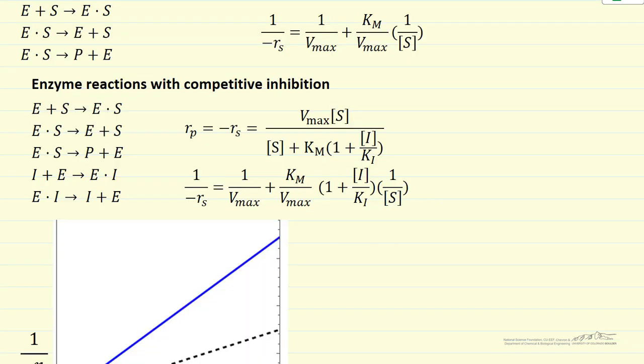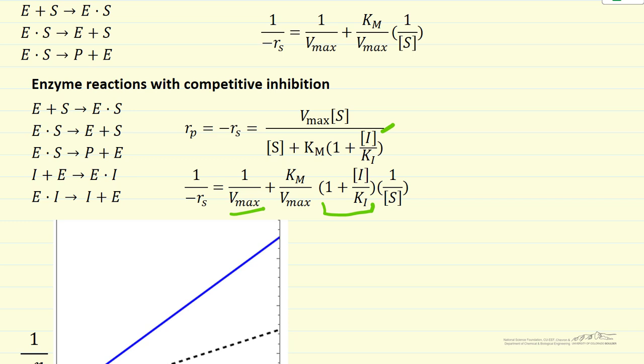Here we've added two more steps, namely an inhibitor I that can also react with the enzyme to form a complex which is not active. And that complex can dissociate back to the inhibitor and the enzyme. So the rate of reaction now includes the concentration of inhibitor here. Then we look at the inverse rate, the Lineweaver-Burk plot. We can see the intercept is the same, but the slope is different, and the slope is larger by this number, which is a number greater than 1.